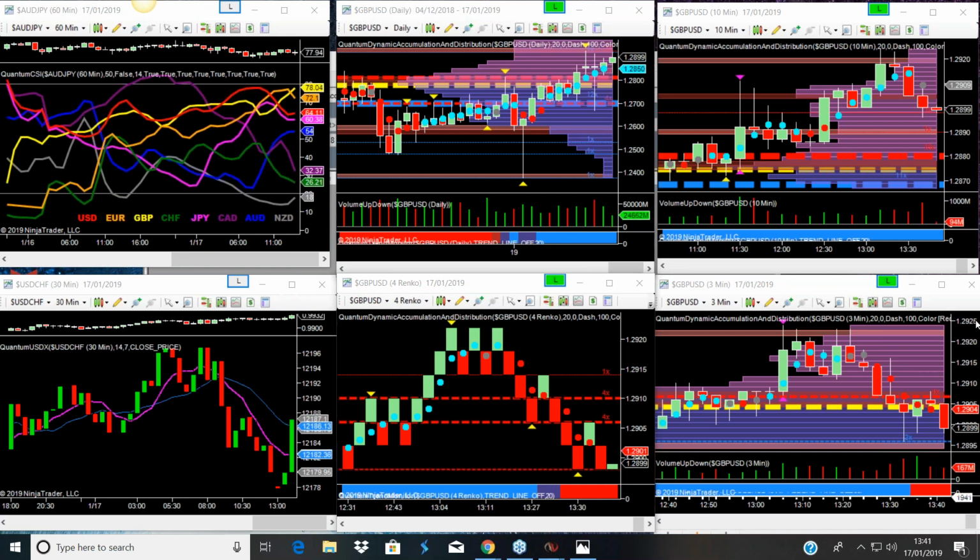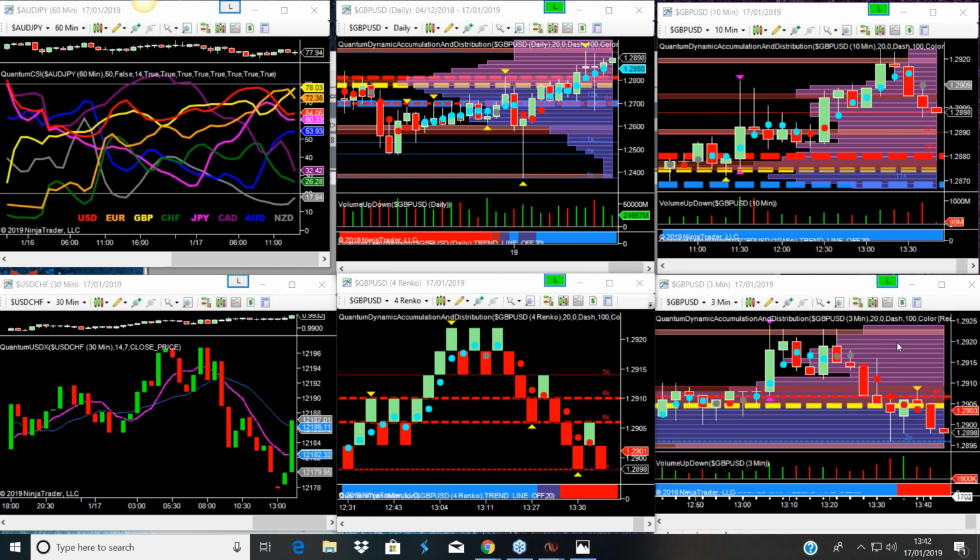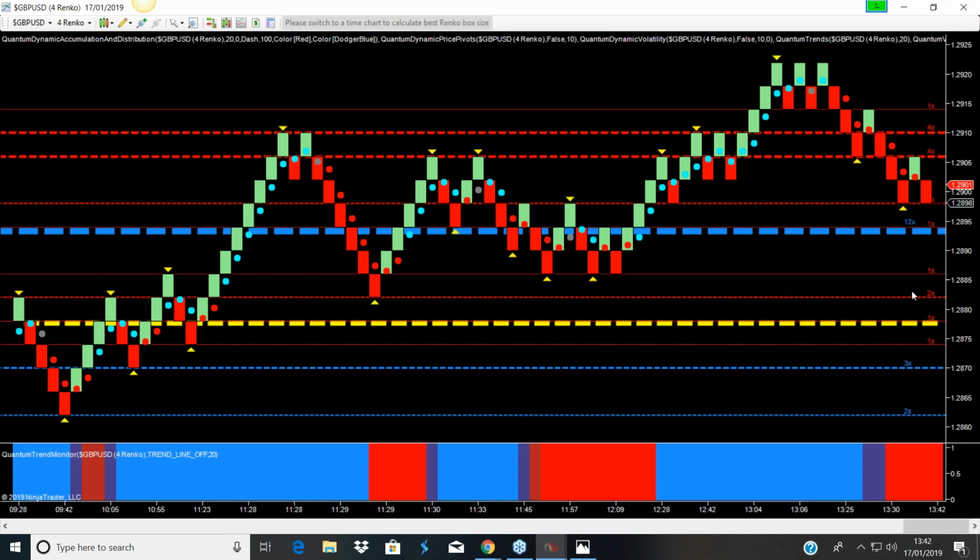Anyway, let me pass over to David, because he's got NinjaTrader 8, where he showcases the indicators he actually uses in his trading. And I will keep an eye on cable, which is actually quite moribund at the moment. This is my Renko chart. This is set at, let me have a look what this is set at. Let's just say, 4 Renko.